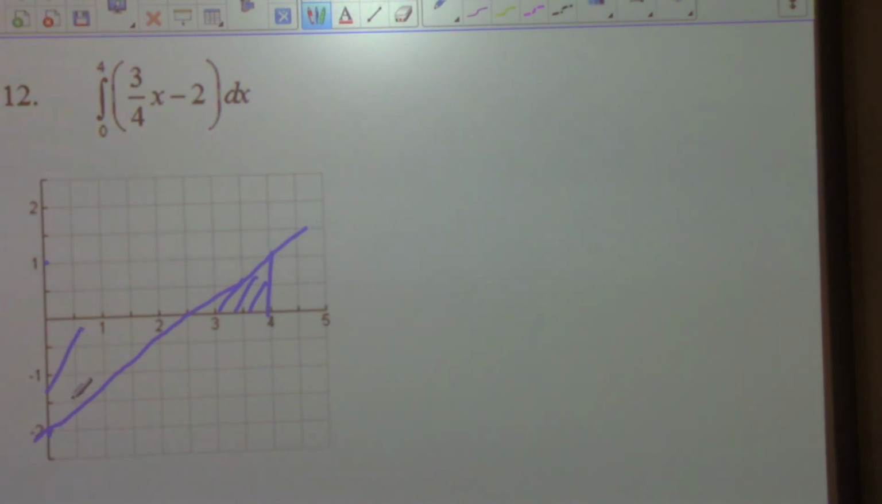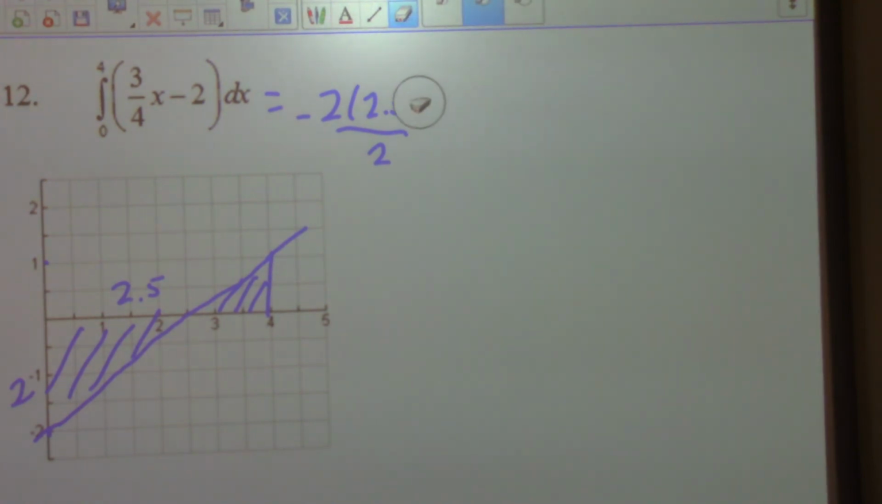So we have these two triangles here. And what's going to be the dimension of this triangle? 2 by, is that 2.5? Kinda, yeah, that's what mine is. So our answer is going to be 2 times 2.5, and we're going to divide that by 2, right? It would be negative, thank you. Good job, guys, because we are below sea level.